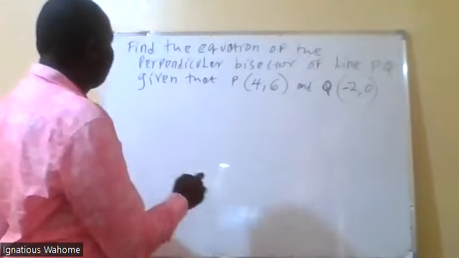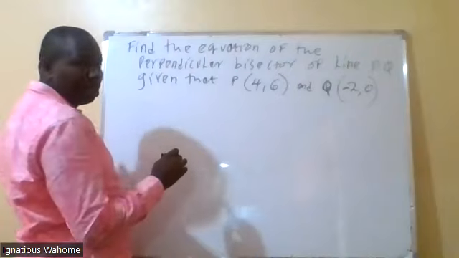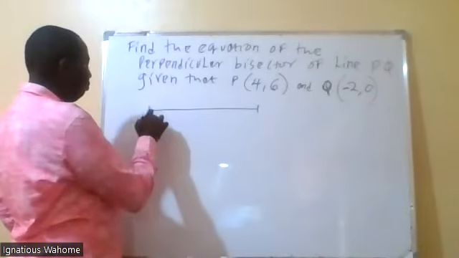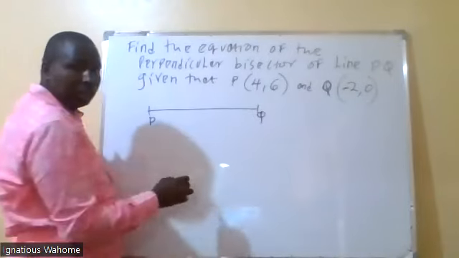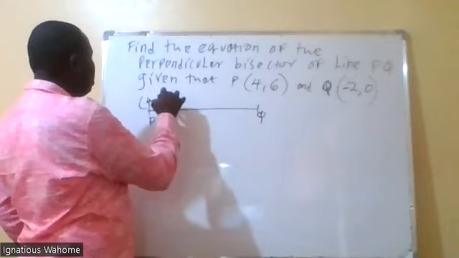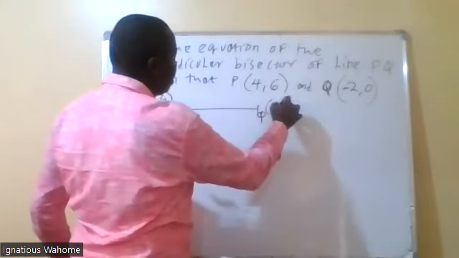Now, so there's a question. Find the equation of the perpendicular bisector of line PQ. So let's say this is our PQ. We have point P as (4, 6) and Q as (-2, 0).